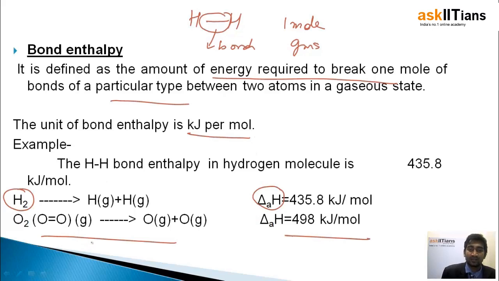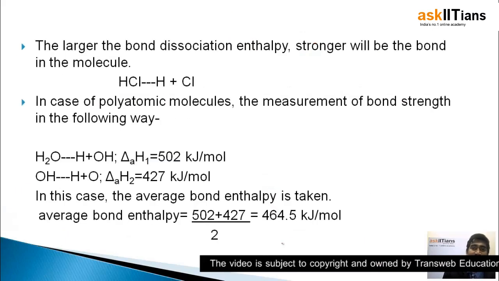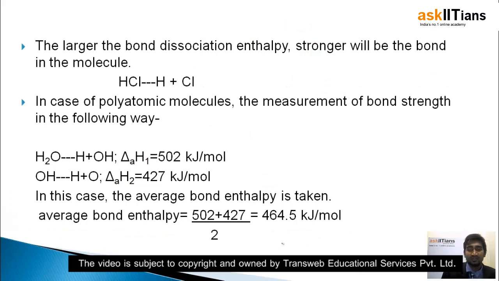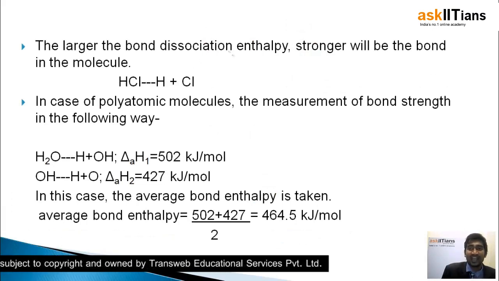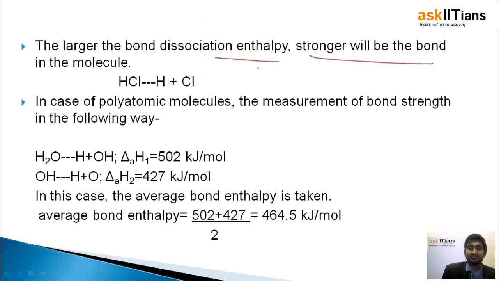For example, O is double bonded. So to break this double bond, what is the energy required? The energy required is 498 kilojoule per mole. That's it, the bond enthalpy. And of course, if my bond enthalpy is more, my bond is stronger in that molecule.